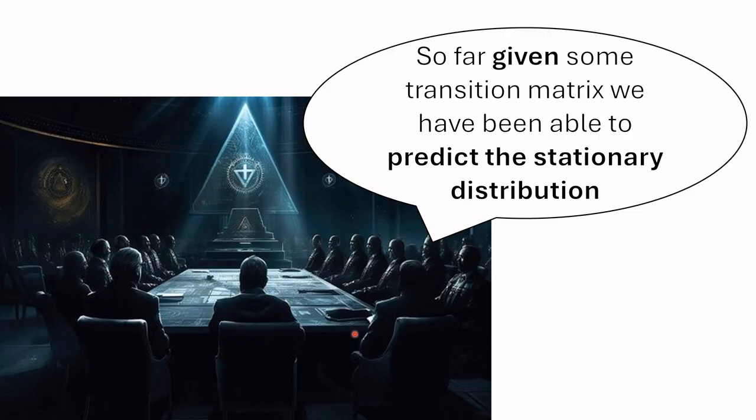So of course the Illuminati get wind of what's happening with Jim because they know all. They're like, okay, so far what we've been doing is, given some transition matrix, we've been able to predict what the stationary distribution is going to be. Thinking about it in terms of the government leaders, they knew what the coins were, and they wanted to predict what the stationary distribution was going to be.